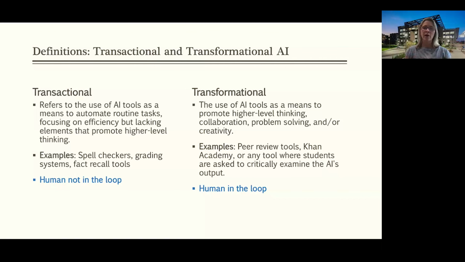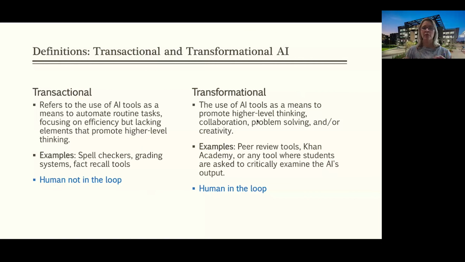But really, if you think about it, any tool can be used in either one of these ways. Spell checkers can even be used in a more transformational way, as long as we have one critical piece, and that is the human in the loop, okay? Human not in the loop basically means that the human doesn't have to do anything. The human takes the information that AI gives them and just regurgitates it or turns it in, doesn't have to do anything with it, okay? Whereas human in the loop requires the students to actually do something with the AI output.